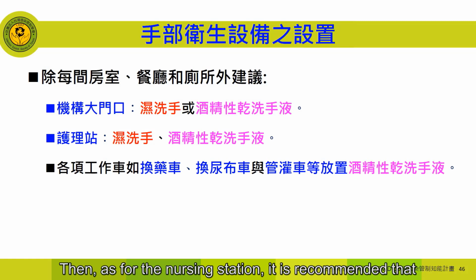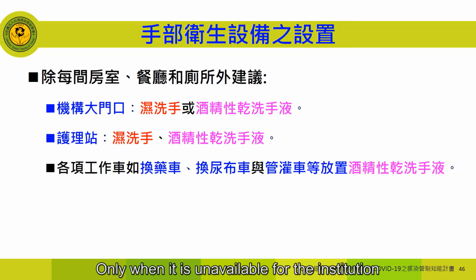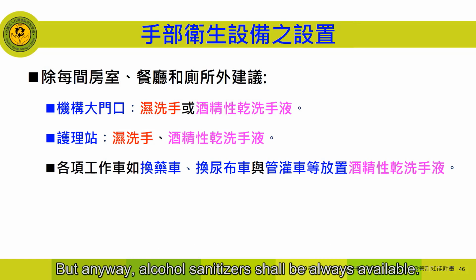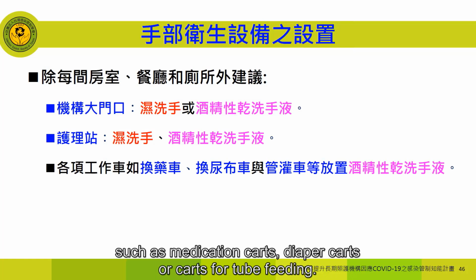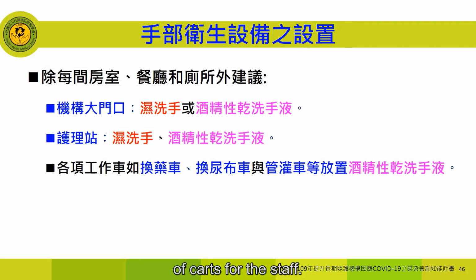Then, as for the nursing station, equipment for cleaning hands with water and soap is preferred. Only when it is unavailable for the institution, then you shall choose to clean the hands with alcohol sanitizers. But anyway, alcohol sanitizers shall always be available. Moreover, there are a variety of utility cards in the institutions, such as medication cards, diaper cards, or cards for tube feeding. It is highly recommended to provide alcohol sanitizers on those kinds of cards for the staff.